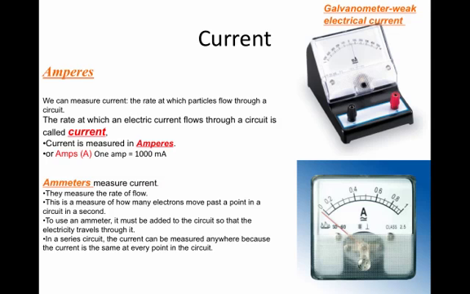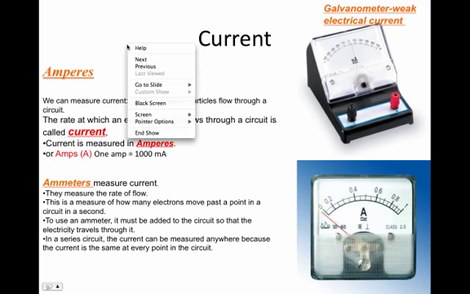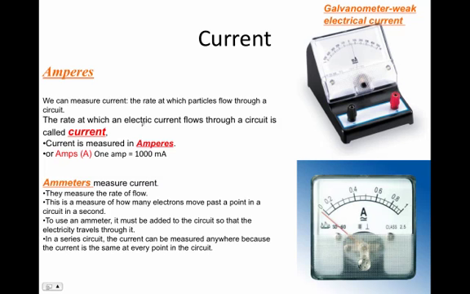The first thing I want to talk about is this device. When we measure electrical current, what we're really measuring is the rate at which the electrons are flowing past a particular point in the circuit. And the unit that we use to represent this is something called the ampere, or the amp, or capital A.